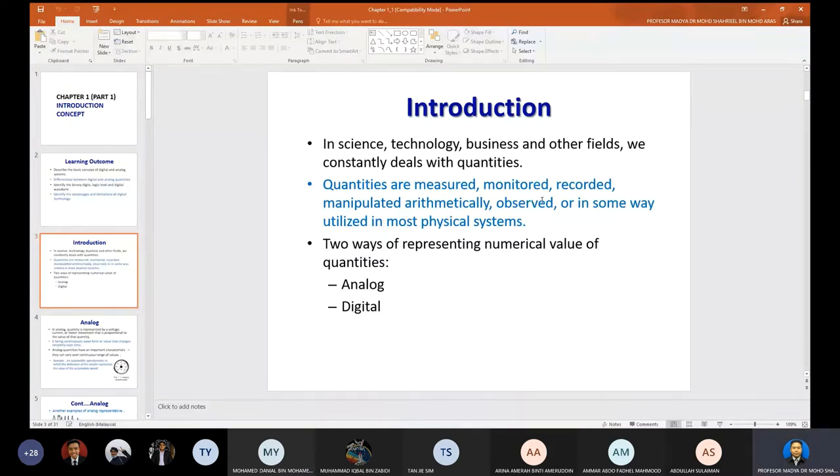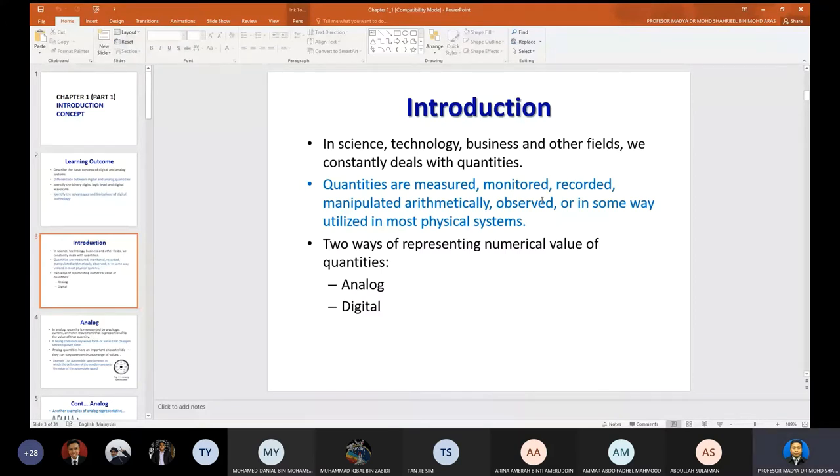So in science, technology, business, and other fields, we constantly deal with quantities. As I mentioned, normally in the world we deal with analog quantities. These quantities are measured: we can measure, monitor, and record them. For example, quantities like speed: we can measure the speed, monitor it, or record it. Another quantity is time: we can measure the time, monitor it, record it, or manipulate it arithmetically. We can observe these, and that we call a quantity. For example frequency and voltage: we can measure, monitor, record, and manipulate them.